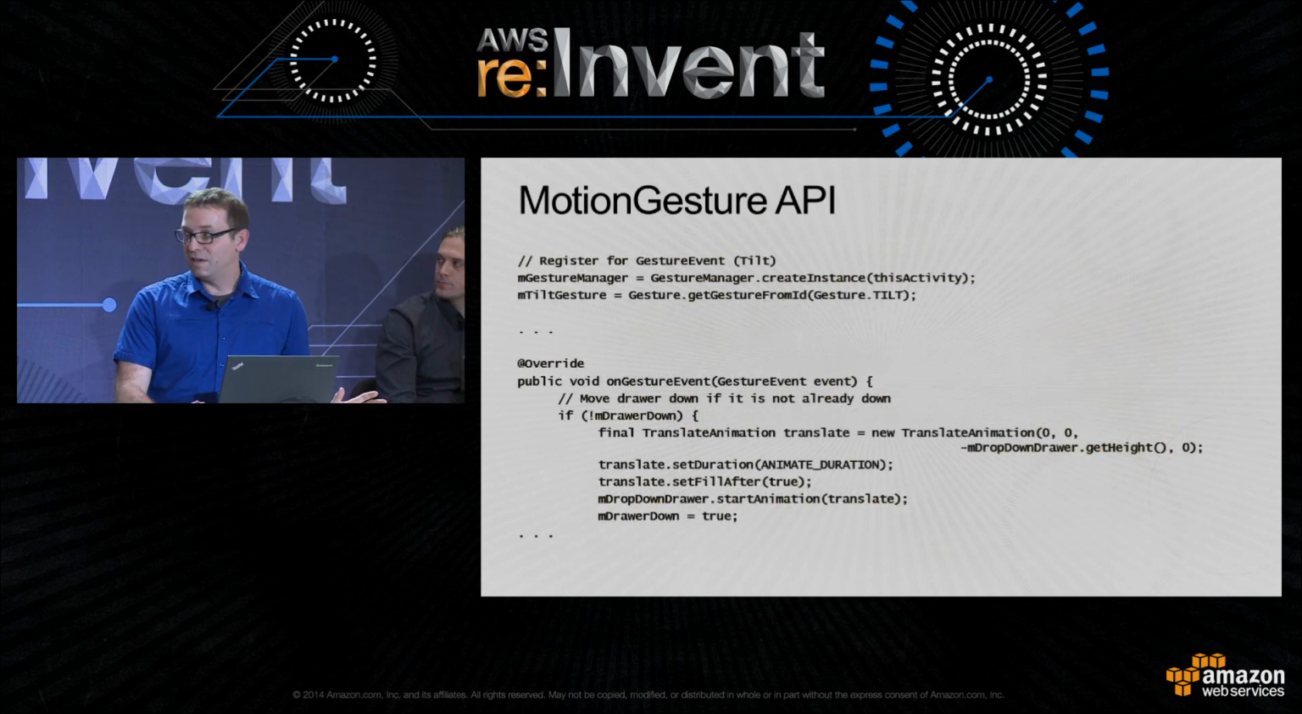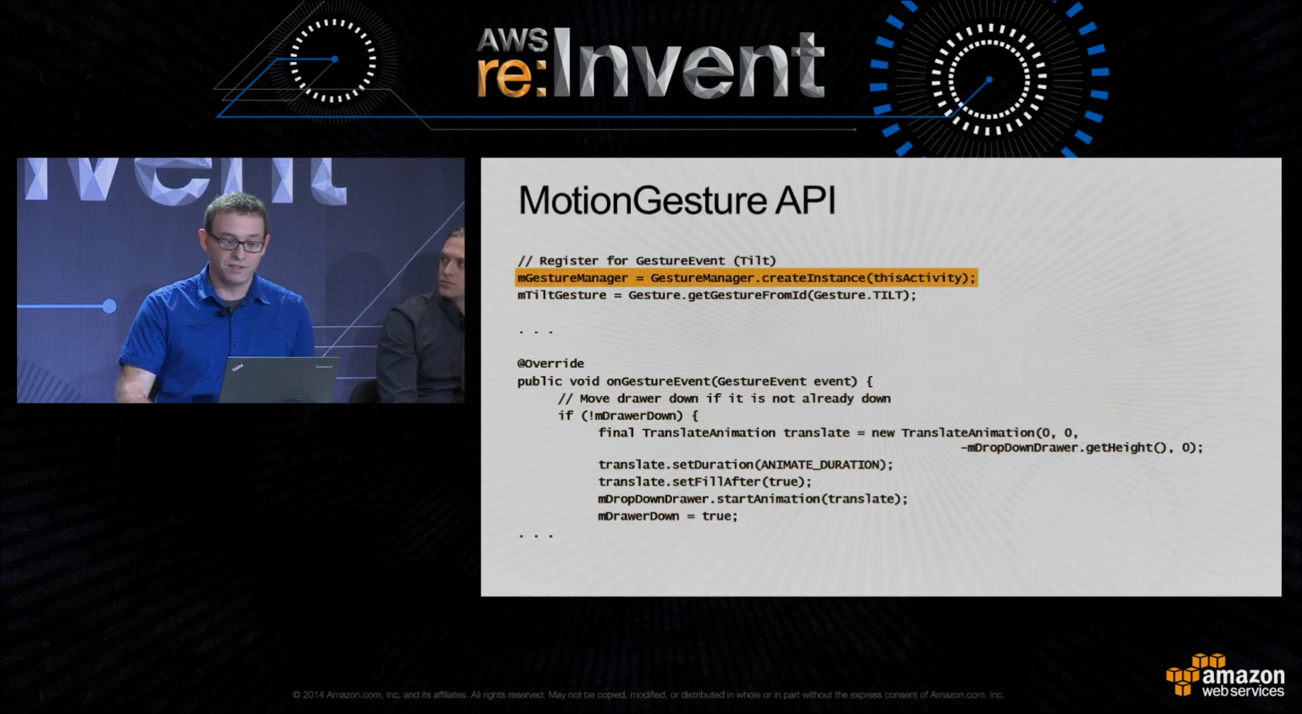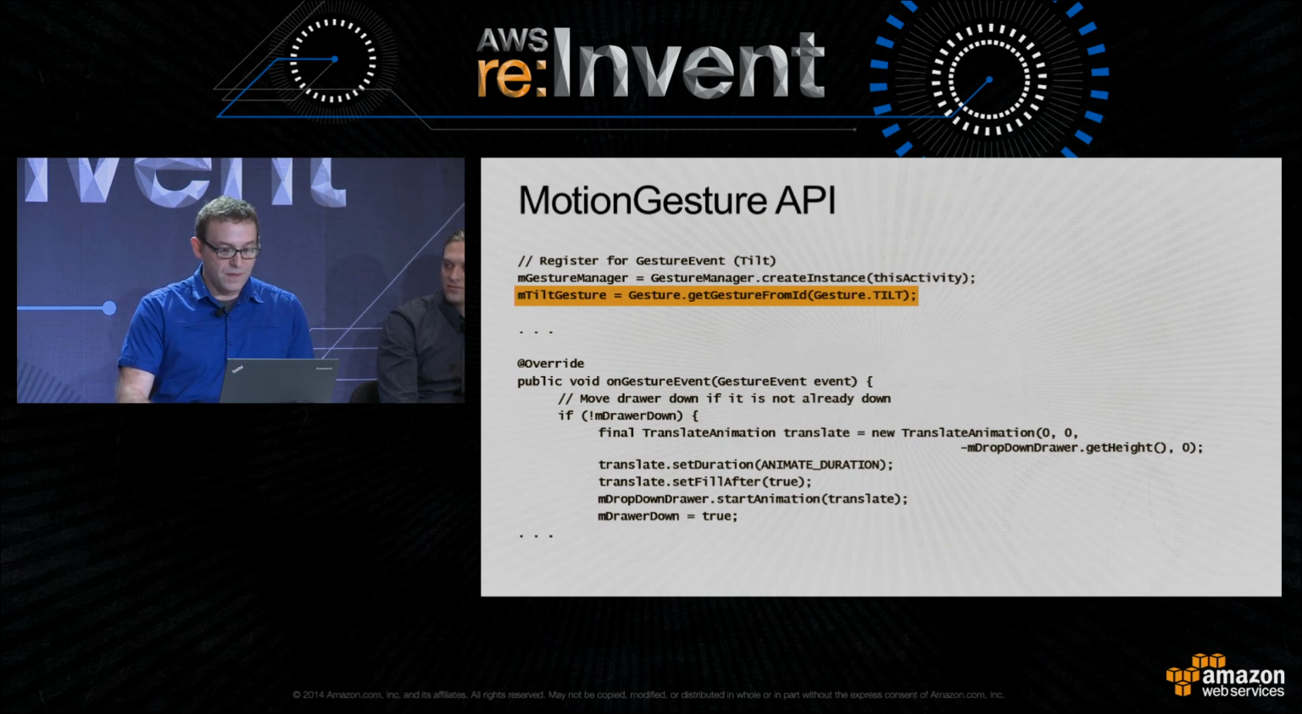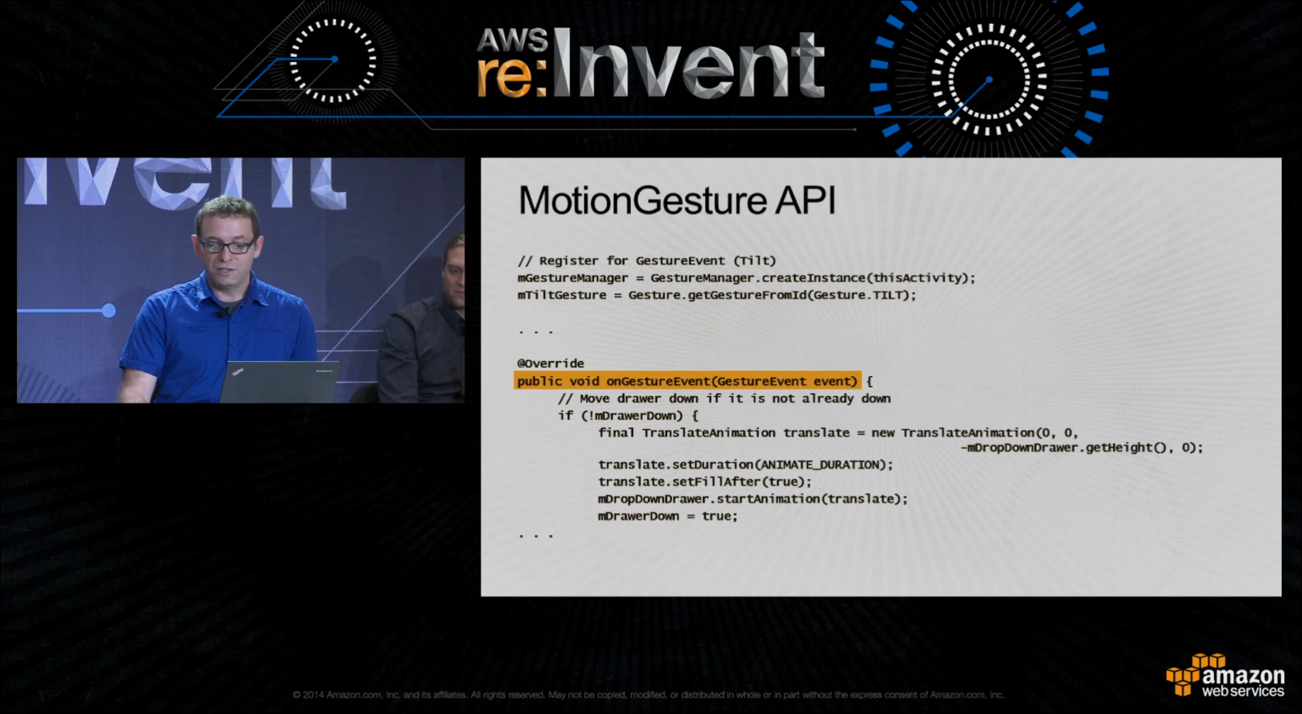So again, very straightforward to implement these features. You just need to create, in this case, an instance of a gesture manager. You're going to register to receive the notification of any kind of gestures. And you do this by obtaining a gesture object of the type you intend to listen for, and then override the onGesture event to handle the gestures.